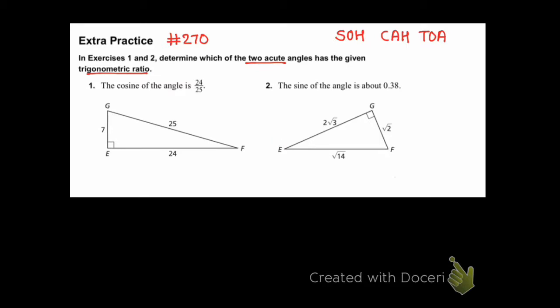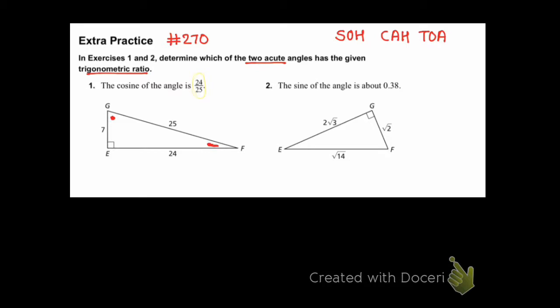So let's move to the very first question here. We need to find which angle, it could be angle G or angle F, has the ratio 24/25. That we need to find out. All right, so let's start. We're going to check our acute angles. There are two acute angles here, angle G and angle F.